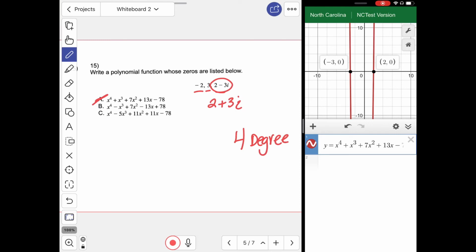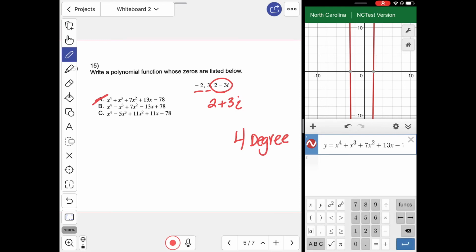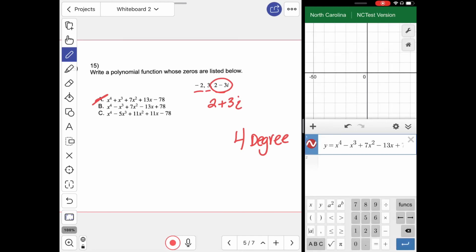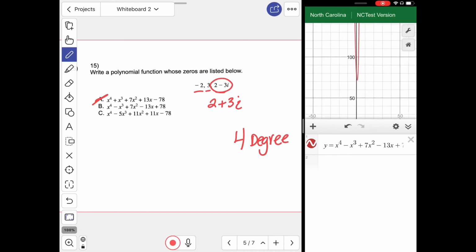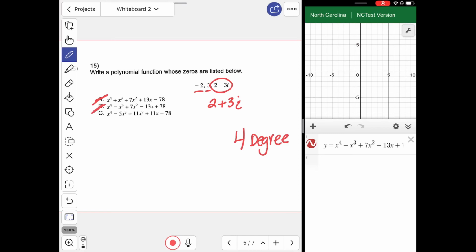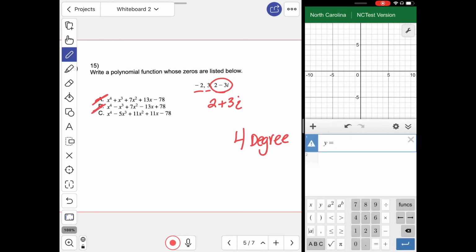All right, and for this one, I'm going to change it here. So this needs to be -13. All right, so for this one, it's way up here, so that doesn't even hit the x-axis, so there's no way that can be the right answer. So back to the last one.